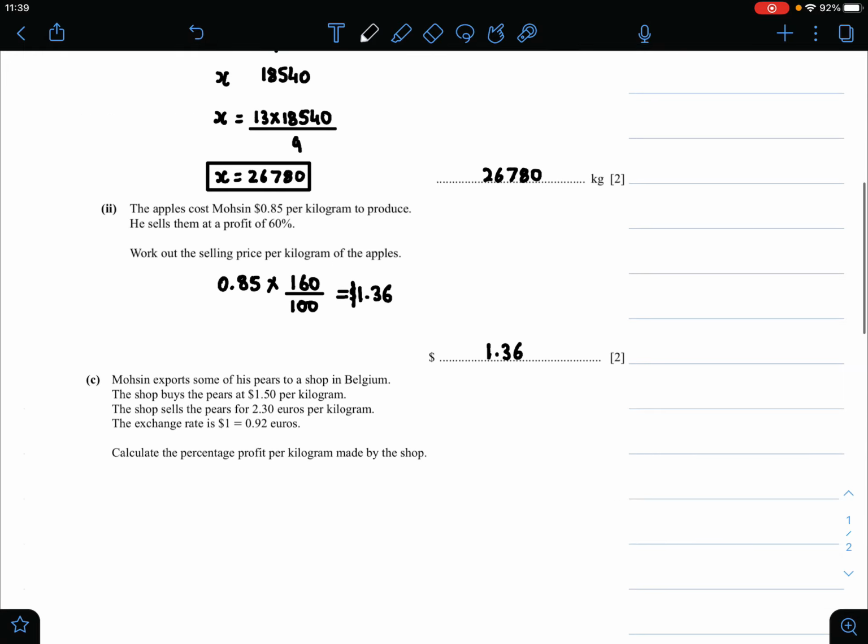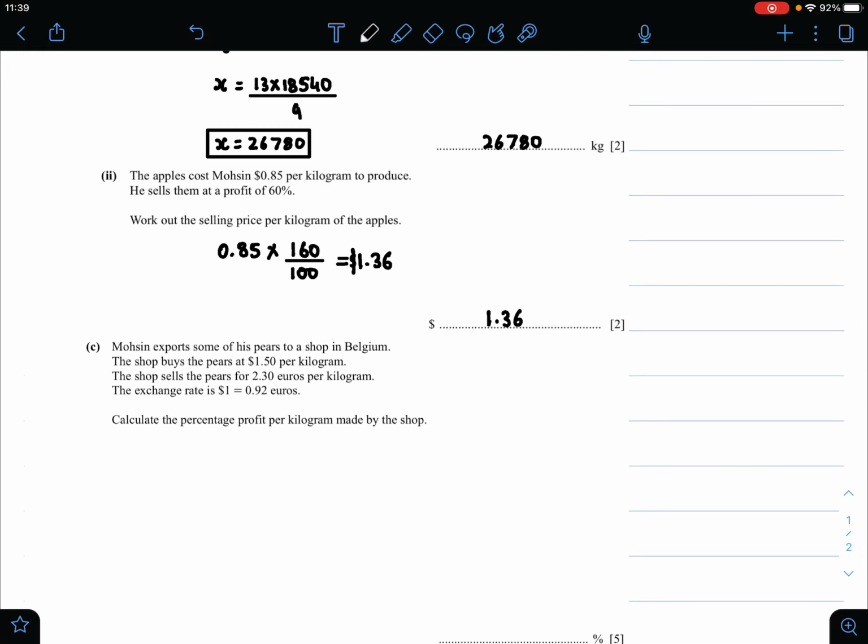Now let's move to part C, where they are asking you to calculate the percentage profit per kilogram made by the shop. Okay, so they are telling you that the shop buys the pear at $1.5 per kilogram, and they sell the pears at 2.3 euros per kilogram. So let's convert the euros into dollars first.